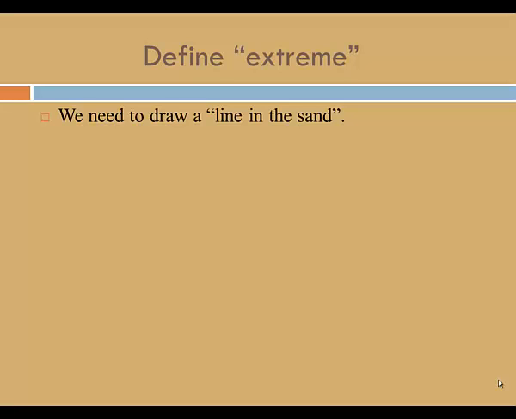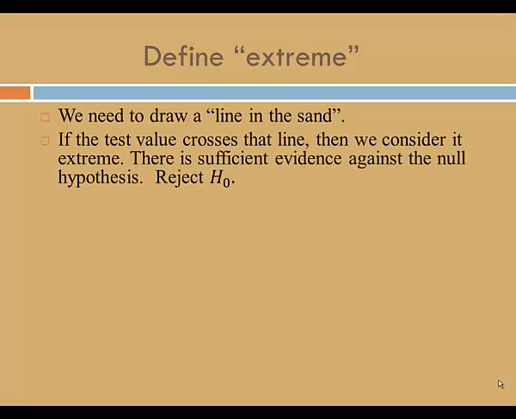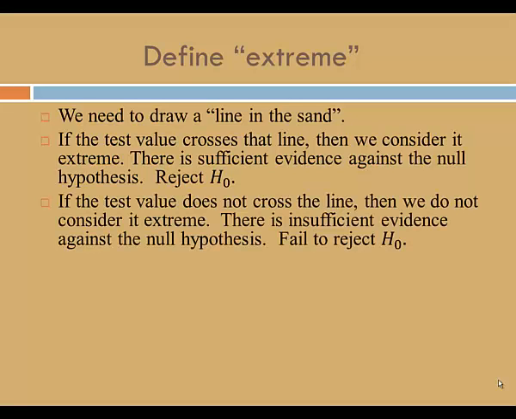We need to draw a line in the sand. If the test value crosses that line, then we consider it extreme, in which case there is sufficient evidence against the null hypothesis, and we reject H0. If the test statistic does not cross the line, then we do not consider it extreme. Thus, there is insufficient evidence against the null hypothesis, and we fail to reject H0.